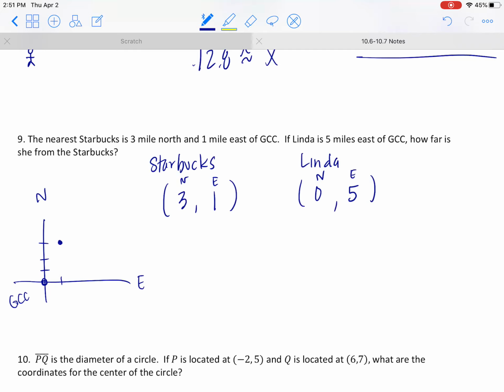And north on a coordinate plane again, GCC is going to be the hub. So 3 miles north and 1 mile east would be there. And then 5 miles east, 1, 2, 3, 4, 5 would be a point here. Okay, so one of the points has to be zeroed out. And you are looking for how far is Linda. This is Starbucks. Okay, this is Linda. You want to know how far apart from one another they are.